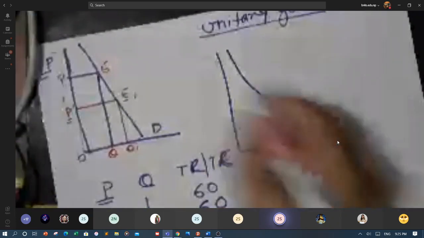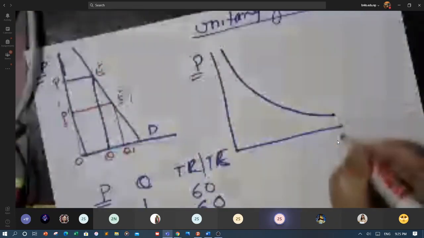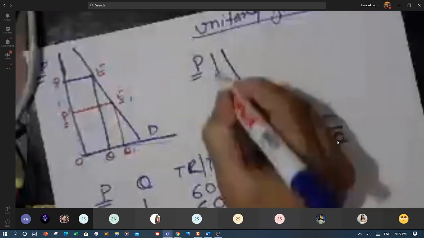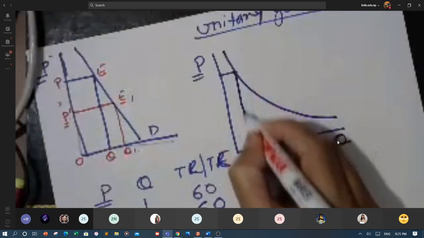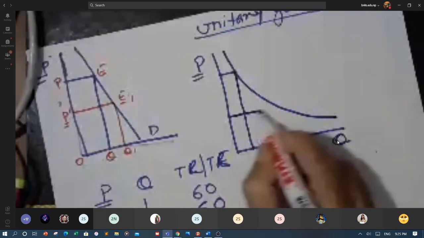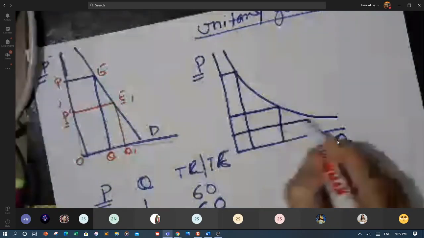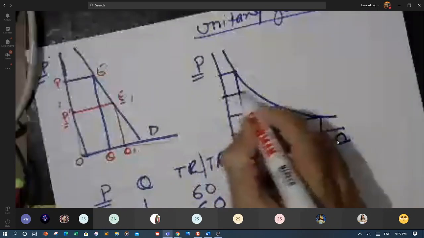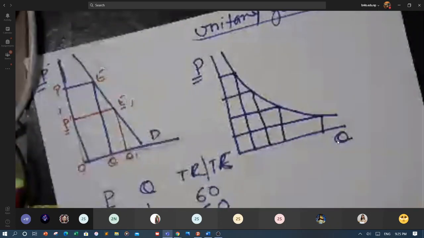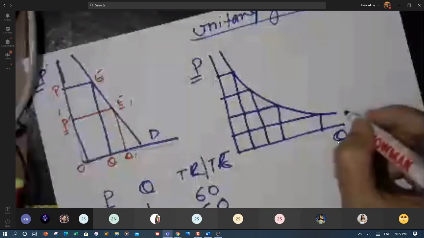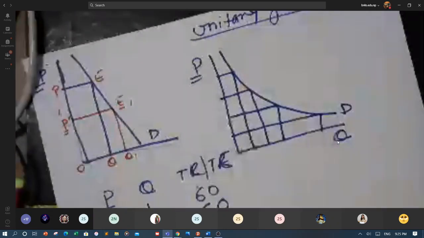This is price, this is quantity, and here you see, as I said, a rectangular hyperbola. All this area will be equal, meaning total expenditure or total revenue will be equal. So this is the case of unitary elasticity.